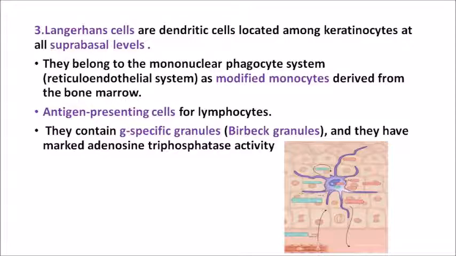We saw modified lysosome. What was that? Our keratinosome or Odland body was a modified lysosome. Langerhans cell is a modified monocyte. It is the antigen presenting cell for lymphocyte. And one more important question is, Langerhans cells possess a specific type of granule. It is known as the Langerhans-specific granule or Birbeck granule, and they have marked ATPase activity. So that is the important thing about Langerhans cells. So three non-keratinocytes or clear cells are melanocyte, Merkel cells and Langerhans cells.